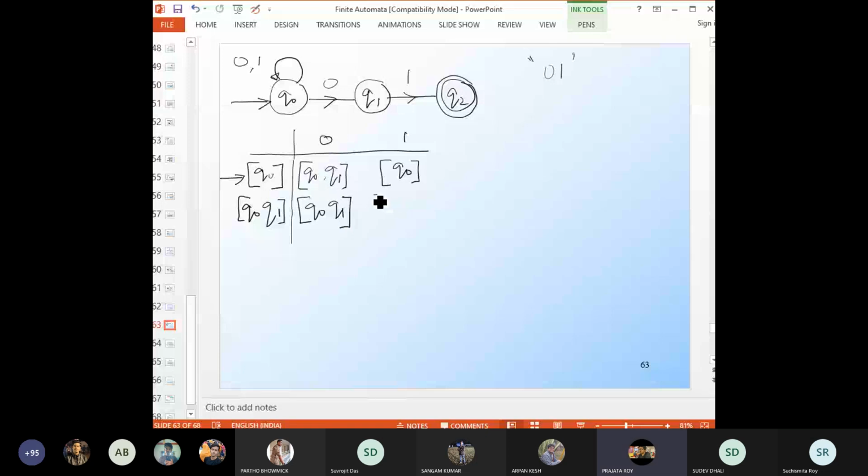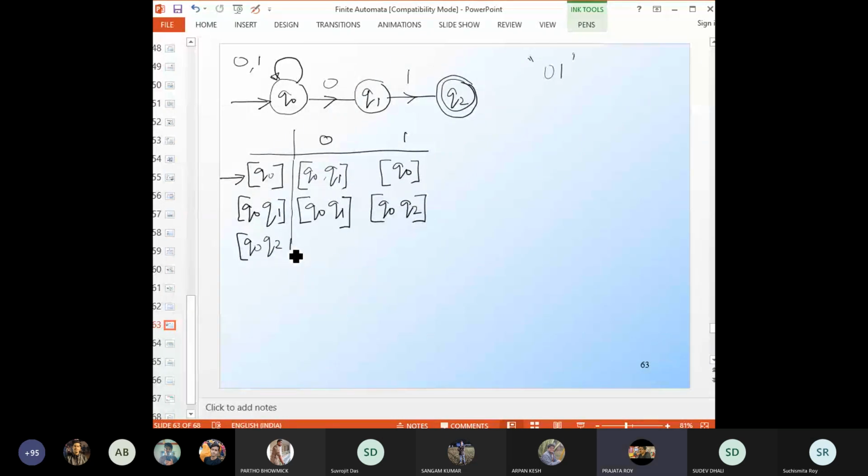Q0 and Q2, ma'am. That's a subset. Q0. Okay. And from state Q1 here, where do you go on input 1? You go to Q2. So this is a new state which you have added. You can see Q0, Q1 has already been explored. Q0, Q2 is a new state which we have added. So let's add Q0, Q2.